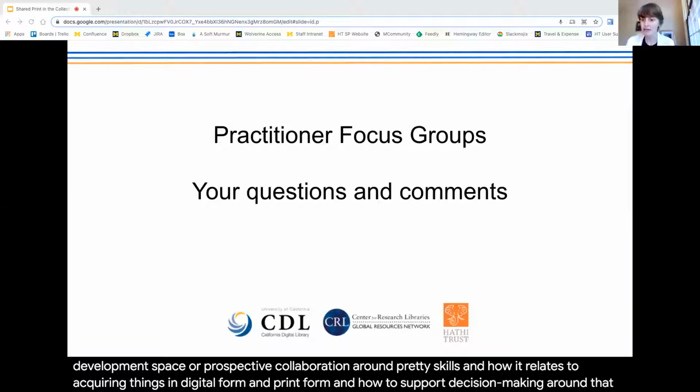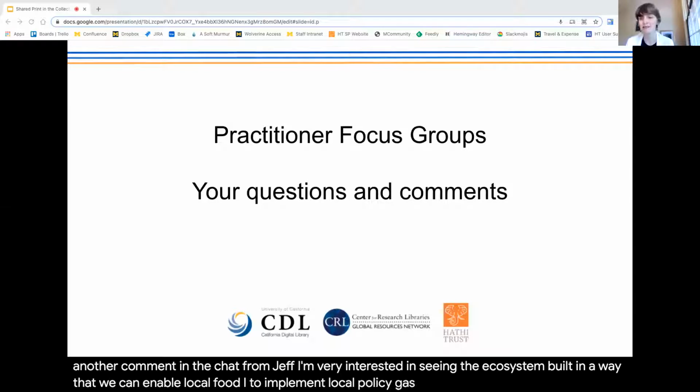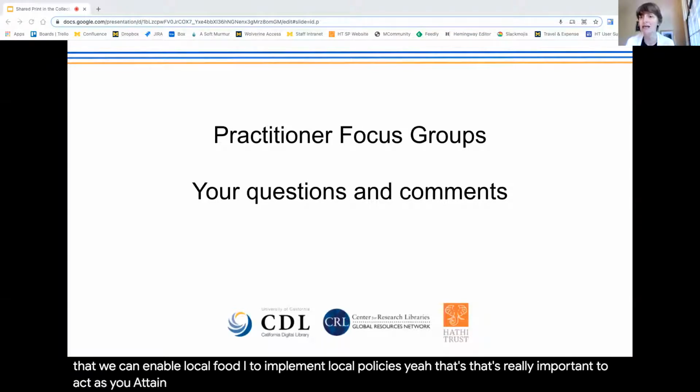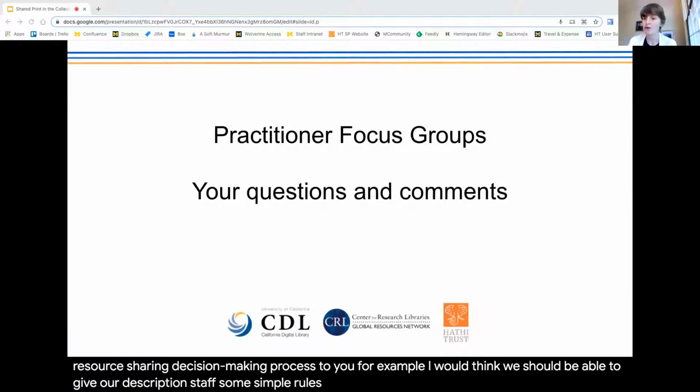And then I'm seeing another comment in the chat from Jeff. I'm very interested in seeing the ecosystem built in a way that would enable local folks to implement local policy, to act and retain. To me, there is a strong analogy to our somewhat highly automated resource sharing decision-making processes. For example, I would think we should be able to give our description staff some simple rules that would, enabled by automated alerts, allow them to commit stuff.